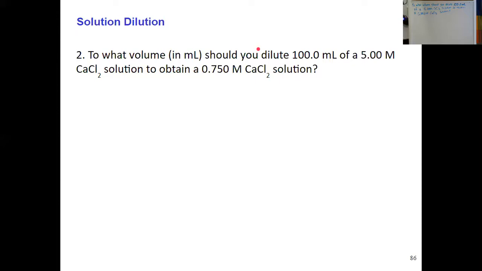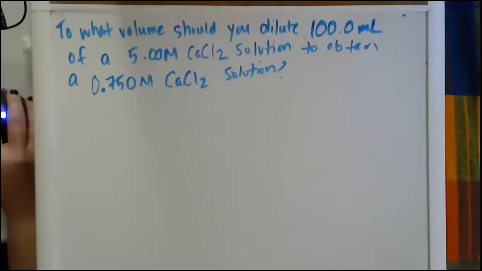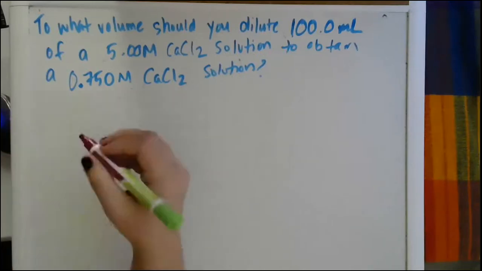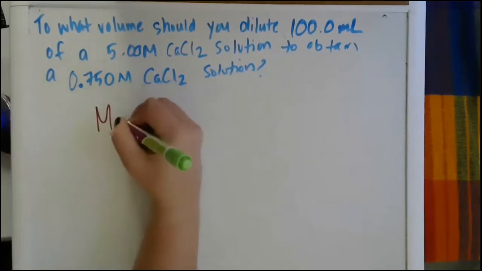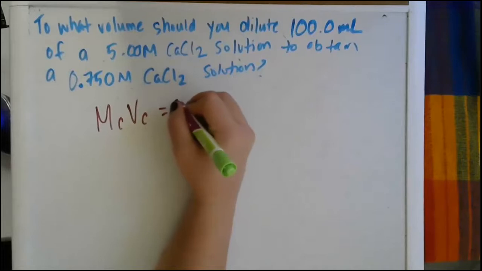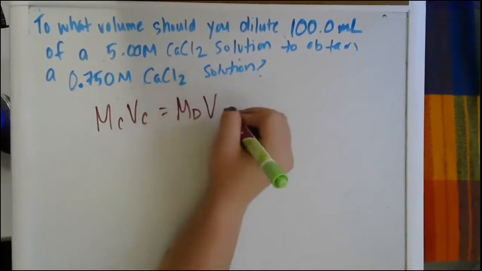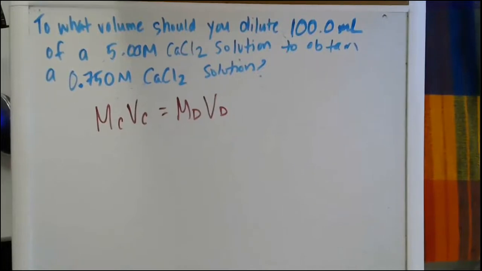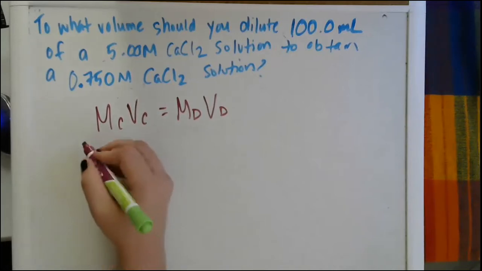Okay, so here's another example. Why don't you guys pause and try to do this one on your own before we do it together. Okay, so we're going to start our setup the same way. Molarity of the concentrated times the volume of the concentrated, molarity of the dilute times the volume of the dilute. So in this case, we have 100 milliliters of a 5 molar calcium chloride solution, and we are trying to get to a diluted 0.750 molar calcium chloride solution.